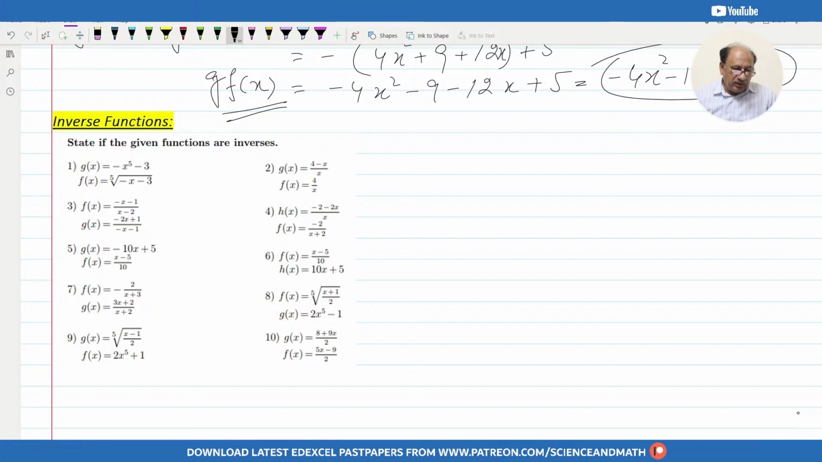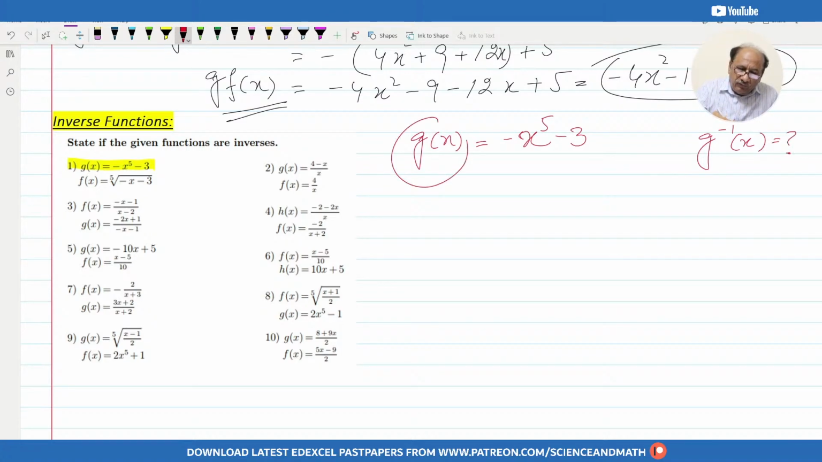Now we will be dealing with the last section, which is inverse functions, and inverse functions are also very important. So I have taken these questions. In inverse functions, g of x is given: g of x is equal to minus x raised to the power 5 minus 3. Our target is to find g inverse of x.